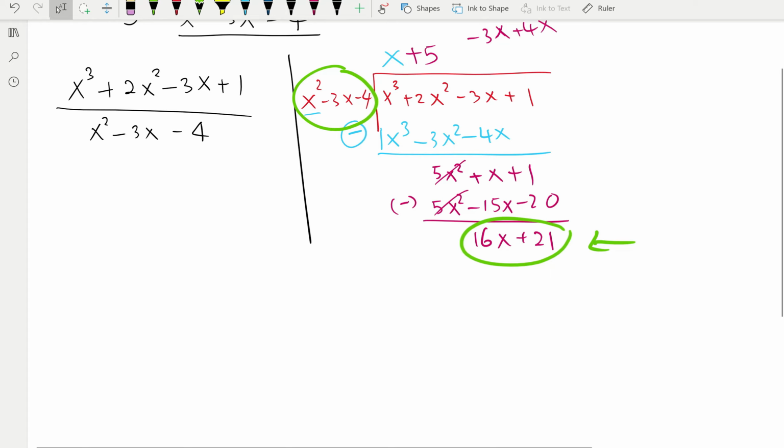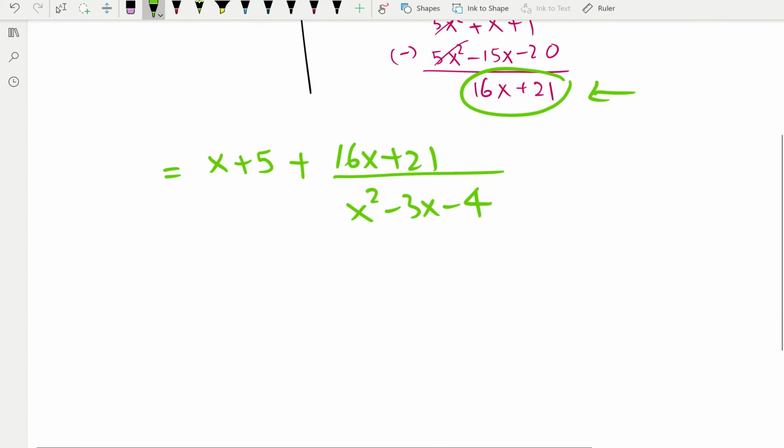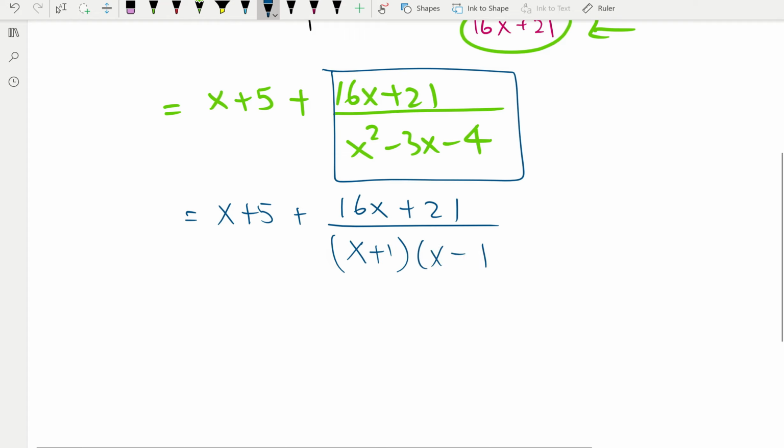Then the basic decomposition is Q, where Q is the quotient, x plus 5, plus the remainder, 16x plus 21 over x squared minus 3x minus 4. Alright, so here we now have a case 1 rational function. So we do the partial fraction decomposition like we do in case 1. 16x plus 21 over the denominator, factor the denominator as much as possible. So we'll get x plus 1 times x minus 4.